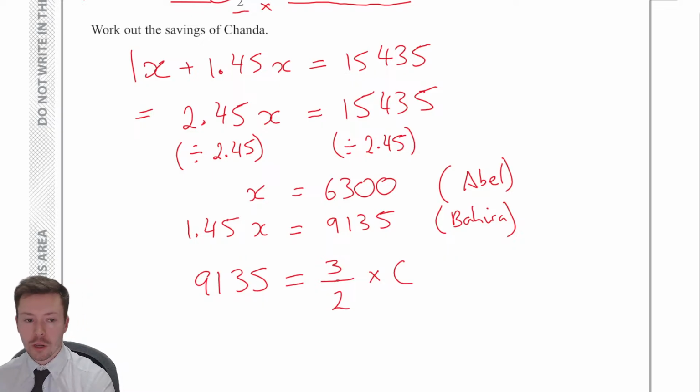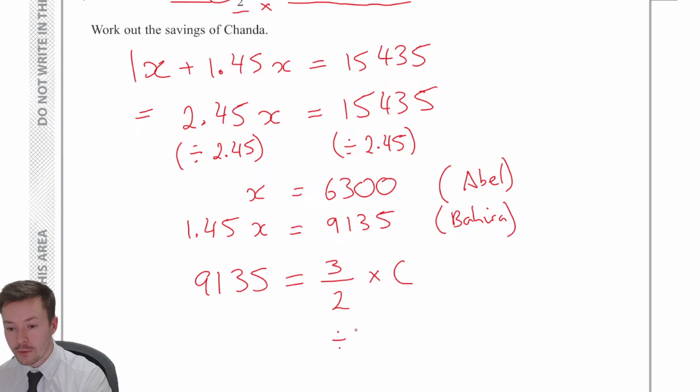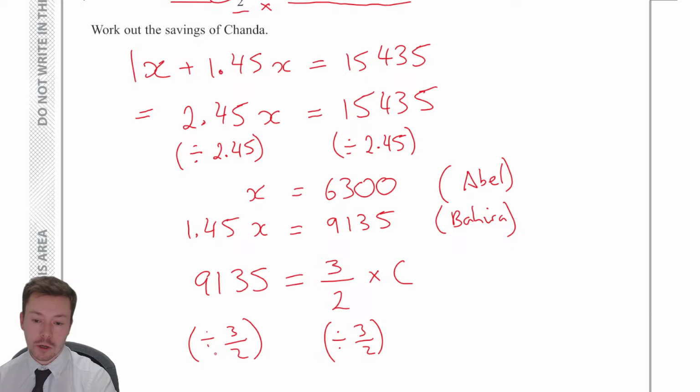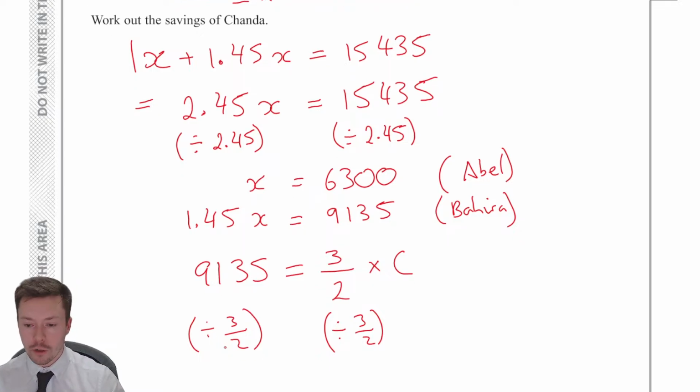Now as you can see, we've got the 3/2 times C, so to cancel that out and get just the savings of Chanda left, I'm going to divide both sides by 3/2. And because we've got our calculators, we can just do that all in one go. We don't need to times by 2 and divide by 3.